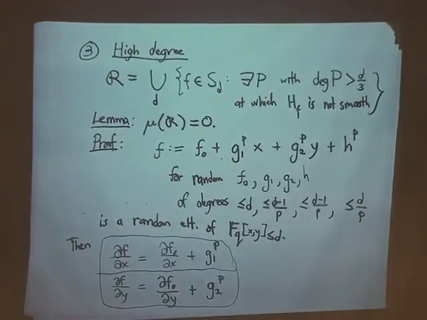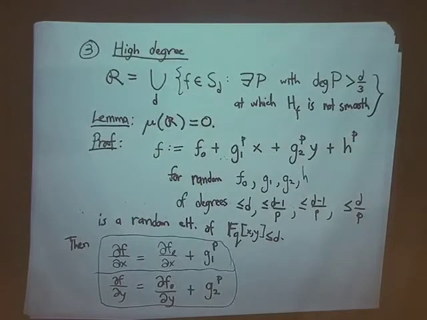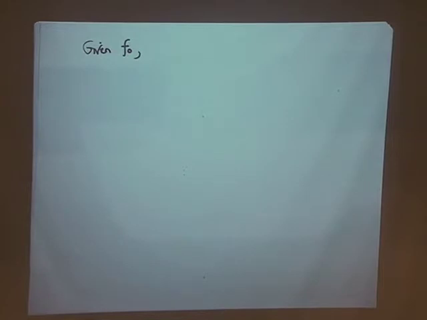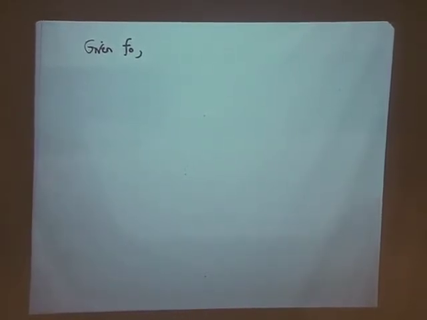Because the singularities, remember, are the places where f is zero, and partial f partial x is zero, and partial f partial y is zero. So I want to show that it's pretty rare to have high degree points in the zeros of all three polynomials. So we're going to choose f0 first. So given f0, how many g1s are there that make the partial f partial x zero?